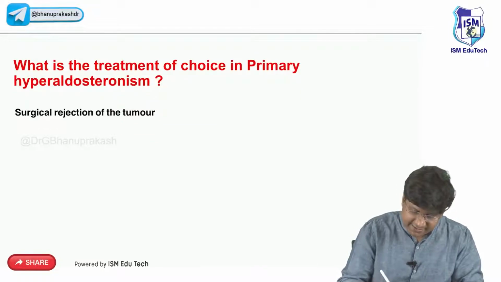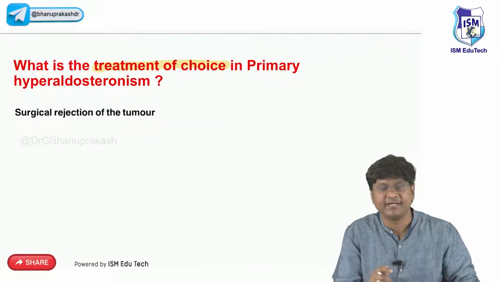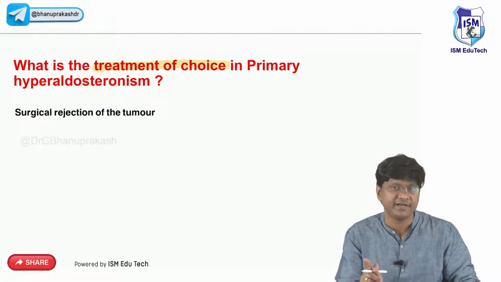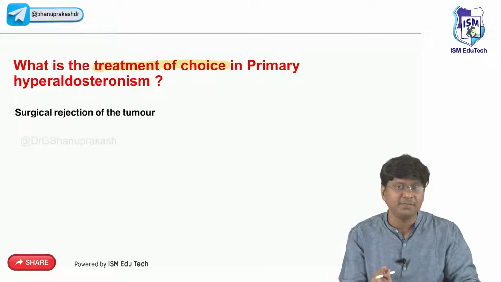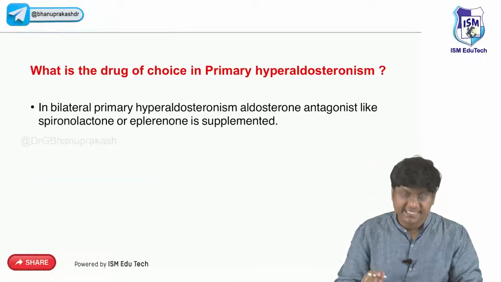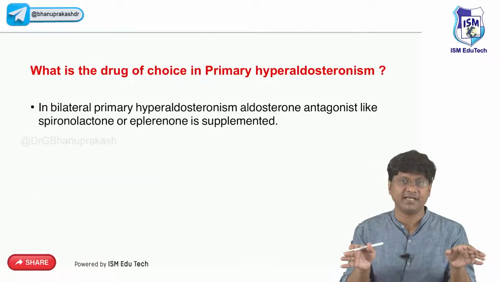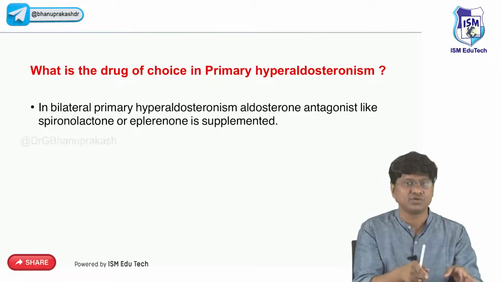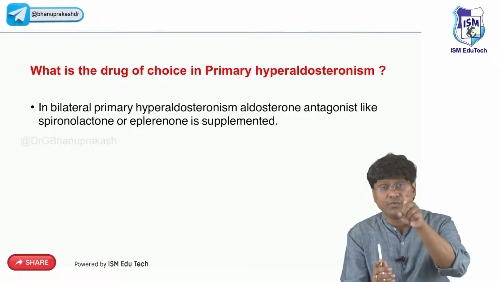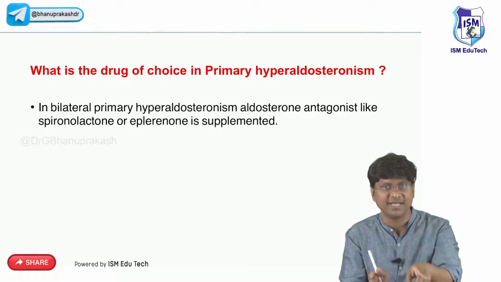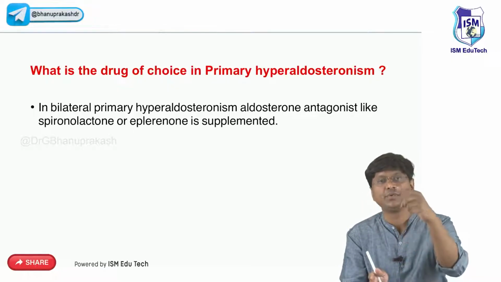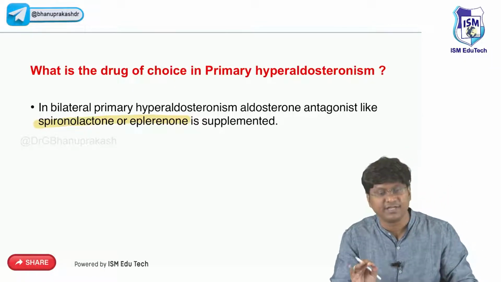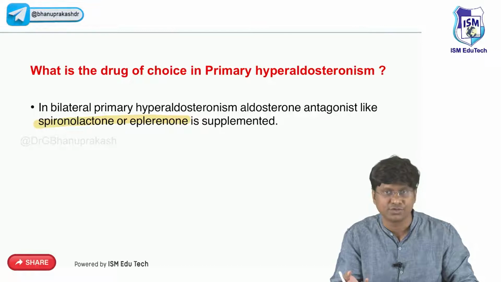Then what is the treatment of choice in primary hyperaldosteronism? Remember, it is surgical resection. That is the primary treatment, or treatment of choice. But the problem comes if the individual has bilateral adrenal hyperplasia, because when you do bilateral adrenalectomy, even steroid levels will be reduced. So that is the reason why, whenever there is bilateral adrenal hyperplasia, in such a case you need to give an aldosterone antagonist, that is spironolactone or eplerenone, which is supplemented.